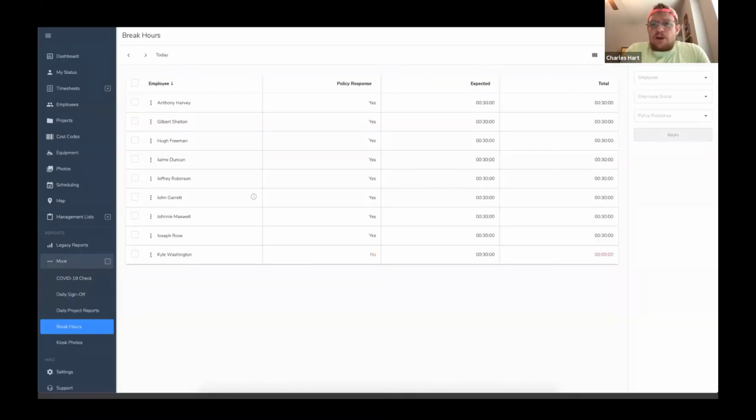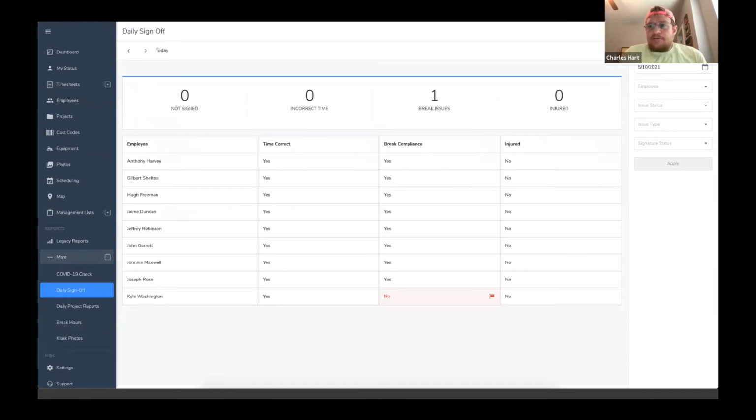This is another report that also shows every employee, what their policy response was for the day, what their expected total was for the day, and what their actual break total was for the day. It's a break report. From here, you can add missing breaks, or you can add breaks for multiple people. If you want to add breaks for the whole crew while they're all clocked in, you can do that. And there's lots of different functionality there as well.